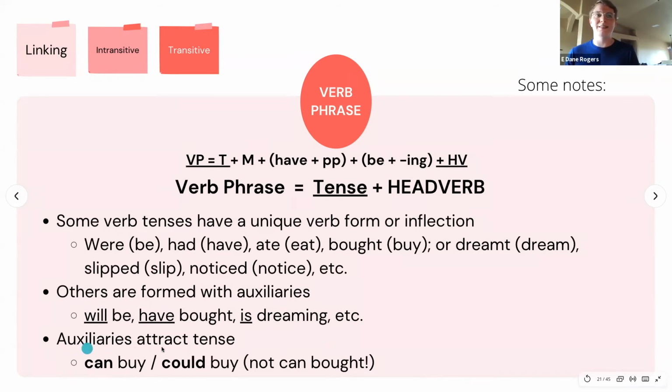And then finally, auxiliaries are going to attract tense. This is both modals and auxiliaries. The modal verb is going to attract the tense before the auxiliary verb is. So if there is a modal like can, that's going to take the tense. Your verb isn't going to take the tense. So can buy or could buy, could means past. I'm not going to say can bought because can means present time.